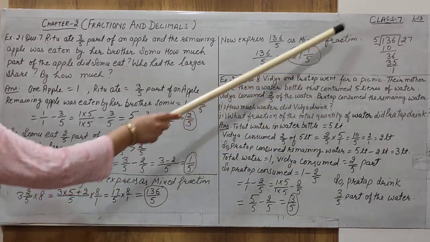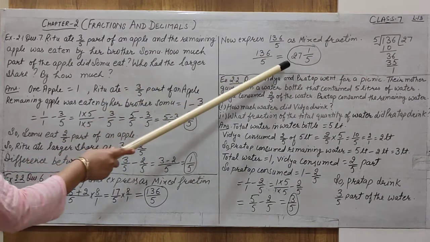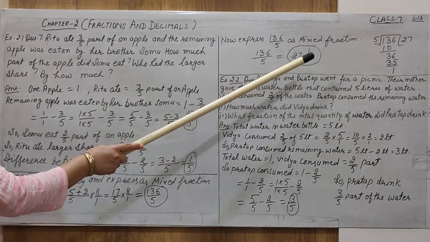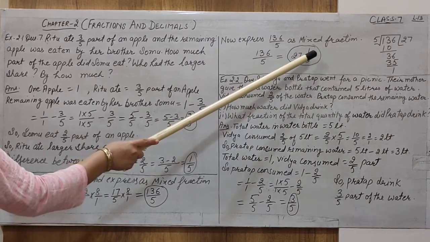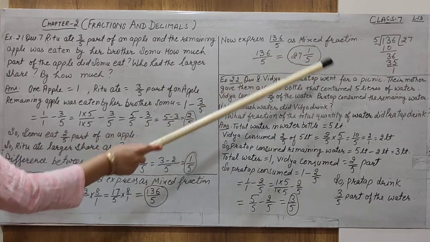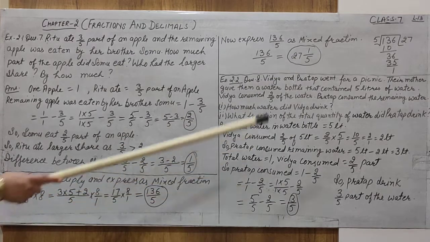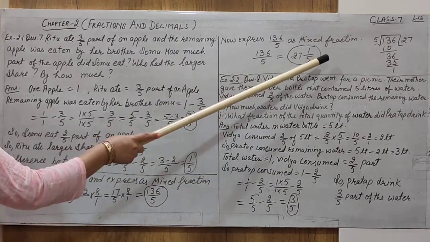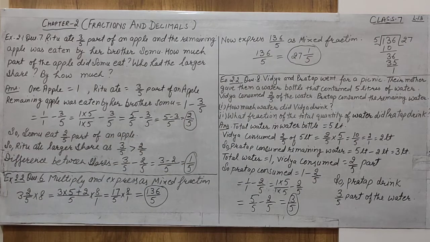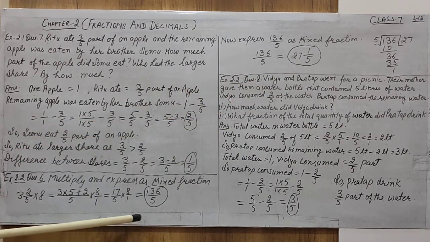Alright. So how can we write this division as a mixed fraction? The complete part, or the whole part, is written at the center, then the remainder at the numerator, and 5, that is the divisor, at the denominator. So we can write 27 and 1 by 5. This is the method to express an improper fraction as a mixed fraction. I think you understand this kind of question very well.